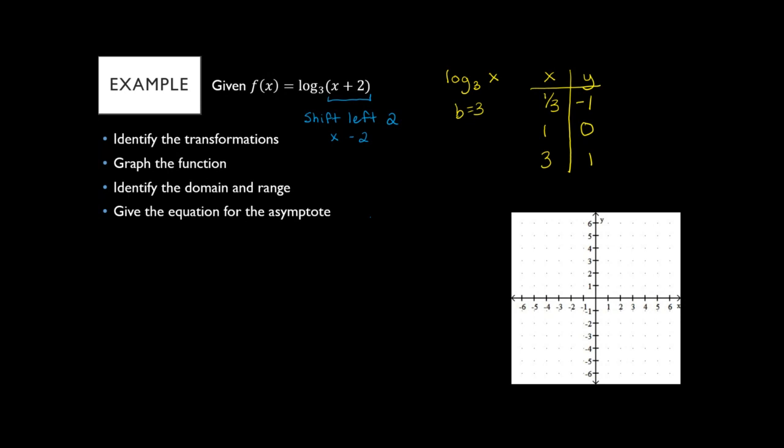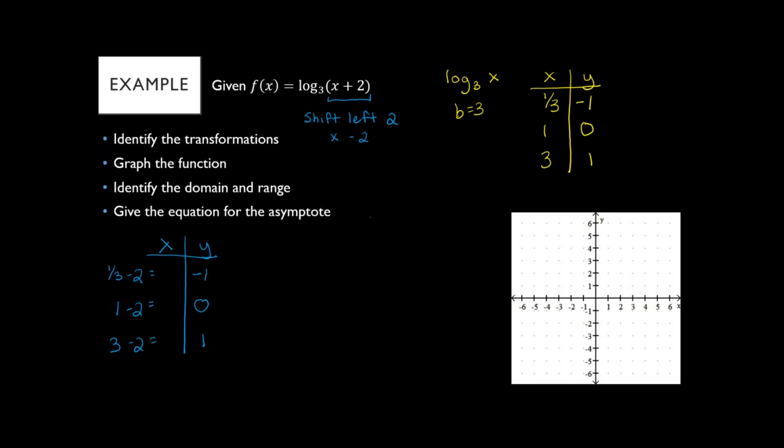So I'm going to take my table here and make a new table. And I'm basically going to be subtracting 2 from each of my existing x values. And this will be how I do my shift. The y values we're not changing because we don't have any transformations on y. The only transformation we have is dealing with the x. And so I need to subtract 2 from each of my x values.